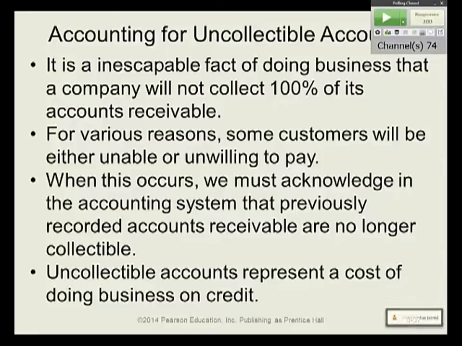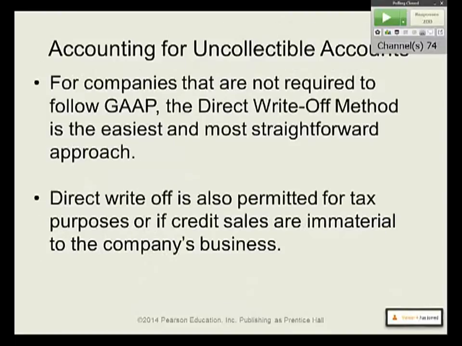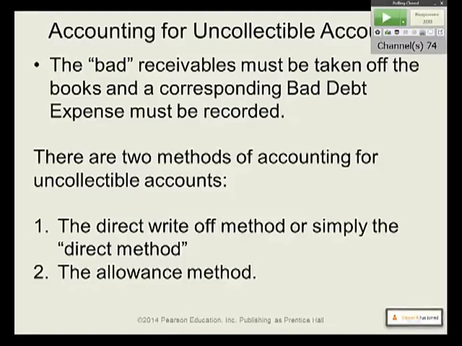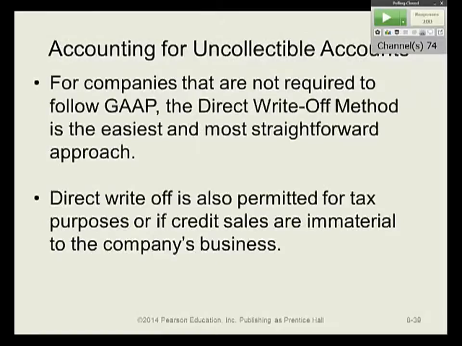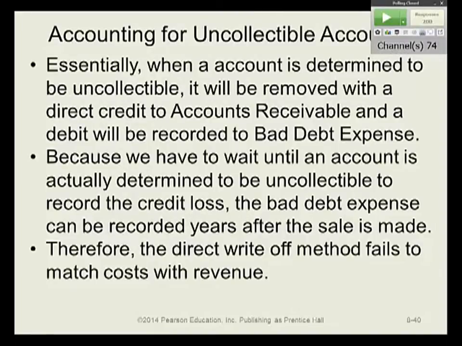options. So the two options that we're going to have. We're going to do direct write-off in this module, or this learning objective. The two methods we're going to worry about in this course will be direct write-off, or simply direct method, and the allowance method. Now, as I said, for GAAP, the direct write-off method cannot be used if you have to follow GAAP. And if you have a very small business, you might be able to use direct write-off, but the direct write-off method is, of course, permitted for tax purposes.